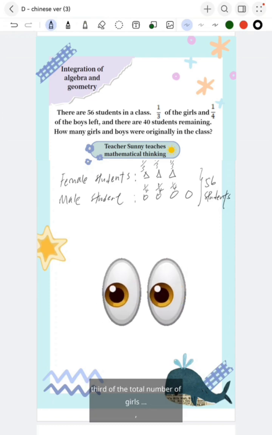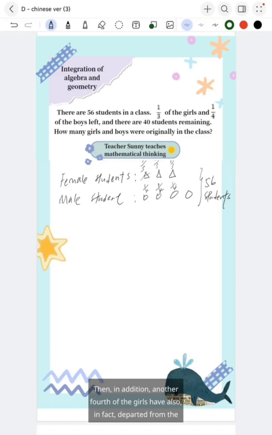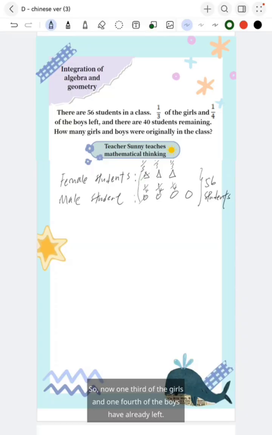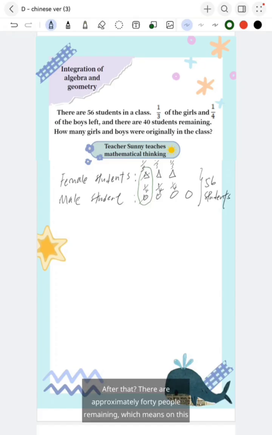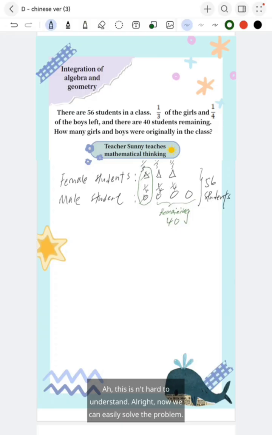So, 1/3 of the total number of girls, a third of the girls have left. Then, in addition, 1/4 of the boys have also departed from the group. So now 1/3 of the girls and 1/4 of the boys have already left. After that, there are 40 people remaining. So how many are left? There are 40 left. This isn't hard to understand.